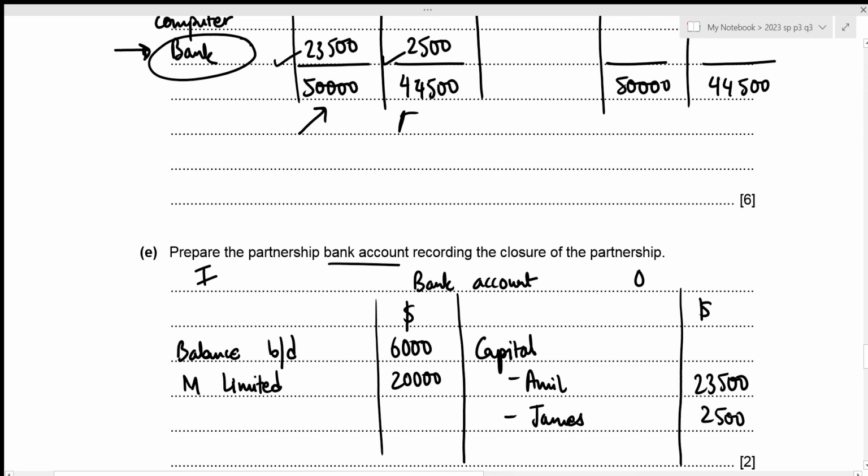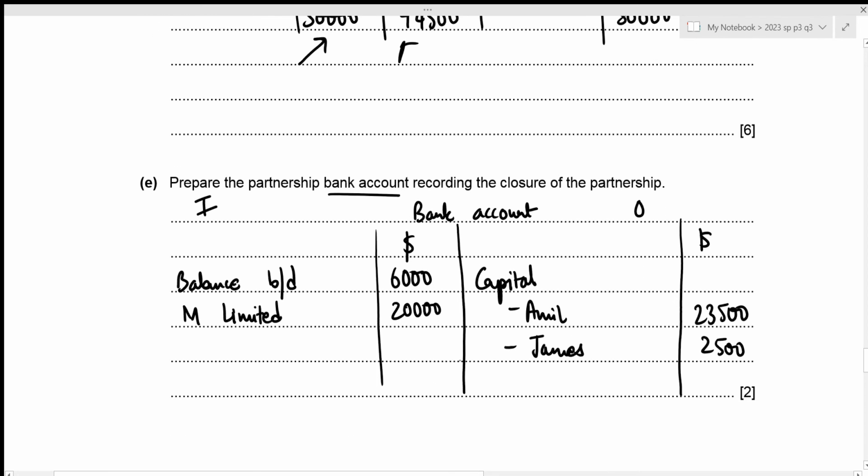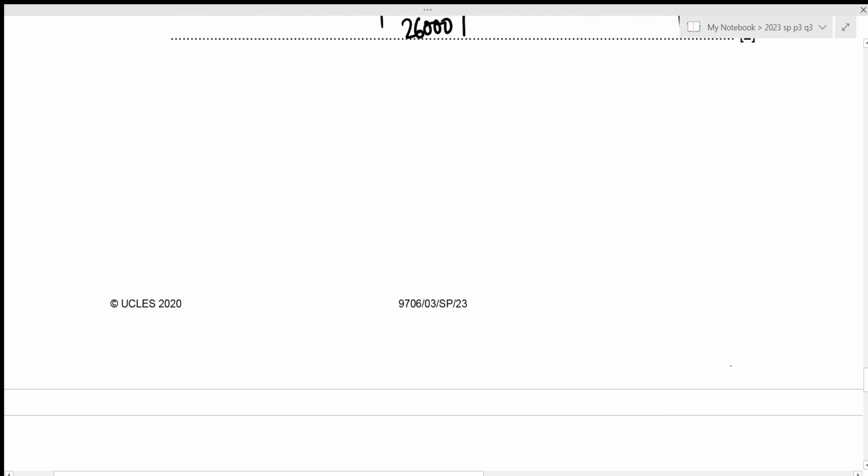Now let's see if our bank account balances. For the debit side, that's 6,000 plus 20,000, which results in 26,000. And for the credit side, that will be 23,500 plus 2,500, which again results in 26,000. So our bank account is balanced, which means that our capital account balancing figure as well as this bank account is correct. Now we can move towards the sixth part.